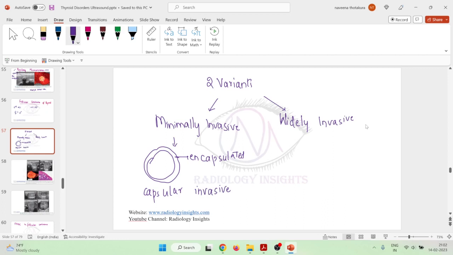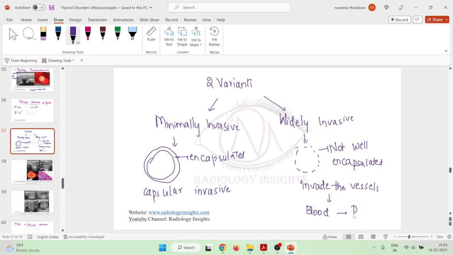In widely invasive follicular carcinoma, it is not well encapsulated, and it will invade the vessels directly adjacent to the thyroid tissue. It will invade the vessels, and through that it goes into the blood, and it results in distant metastasis.